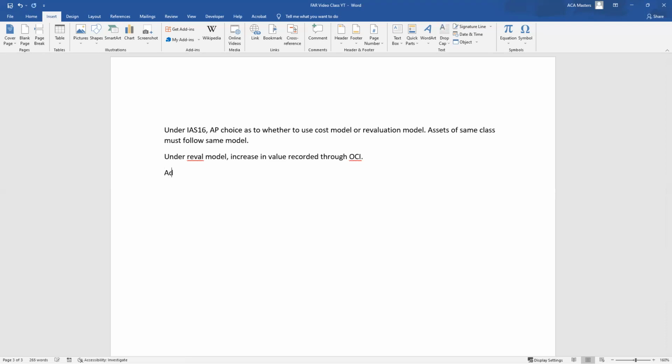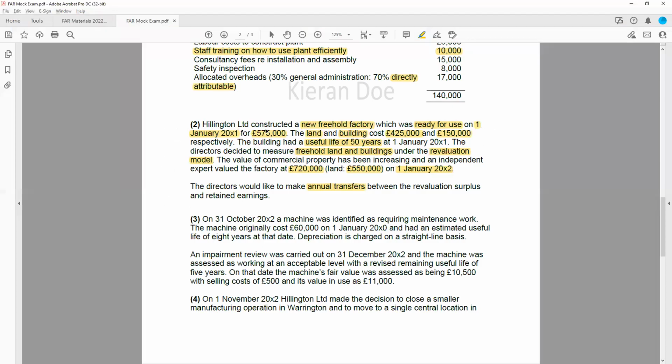And then we could mention a point as well: additional depreciation arising from the increase in carrying amount can be transferred from the revaluation reserve to retained earnings. So they're the relevant parts of the relevant standard. As I said, 2 to 3 points would be sufficient. Focus on the main ones which are most relevant, and then we can apply it to the scenario.